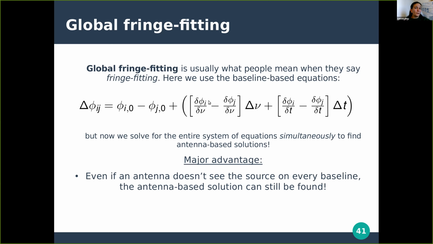So what we usually do, and when people say fringe fitting, what they generally are talking about is what we call global fringe fitting. Global fringe fitting is where you take the baseline-based equations, but you stack them together and you solve the entire system simultaneously to find the antenna-based solutions. So now we're solving for the individual antenna-based solutions using the entire system of equations rather than the baseline quantities. The major advantage here is that even if an antenna does not see a source on every baseline, the antenna-based solutions can still be found, because as long as the source is seen on some baselines containing that antenna, you can still find the solution for that antenna. So that's great.